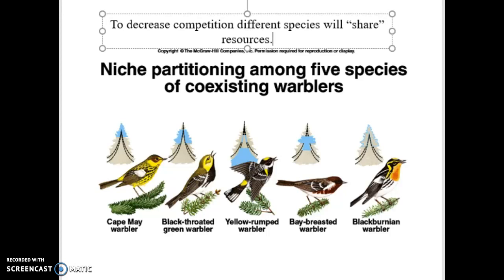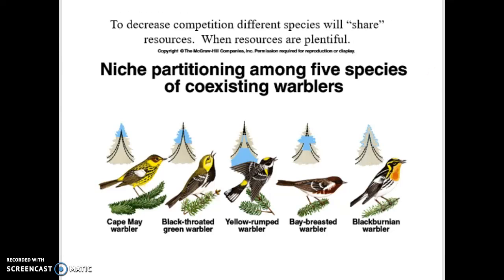Okay, so instead of "I'm going to fight all these other birds and I'm going to keep the tree all to myself," these birds share it. So this generally will occur when resources are plentiful. So there's a big giant pine tree in your backyard, and you may see 5 different species of birds all sharing the same tree. They're all working together, they're all living in the tree, and they're not fighting each other. Instead, they partition it out.